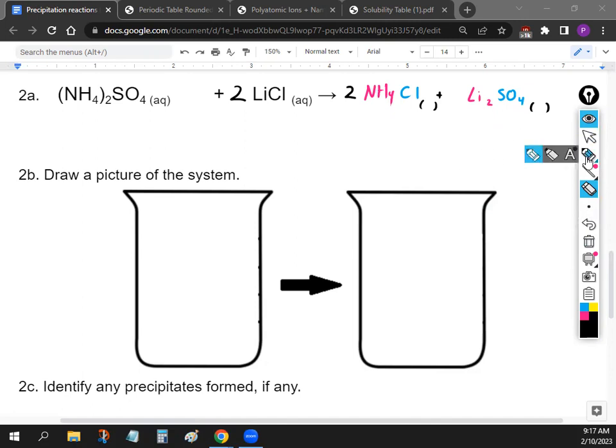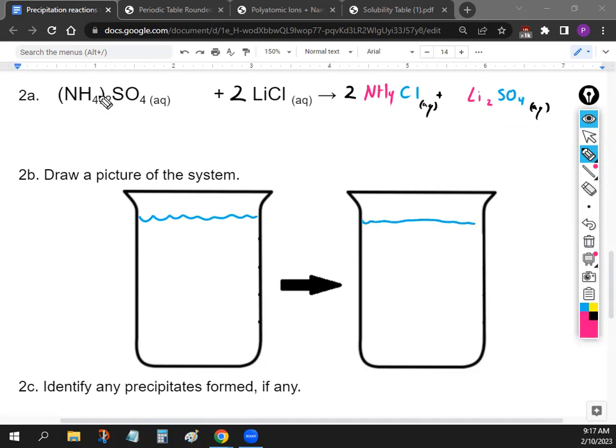All right. Last but not least, we have to do the state of matter. Now, I did the left side for you because I love you guys that much. But you should see that both of these are also aqueous. Okay. So I kept it simple. All right. And then lastly, for the picture, we've got our 2 solutions. So make sure you have these boxes on your answer.